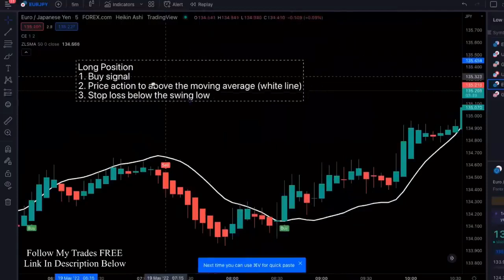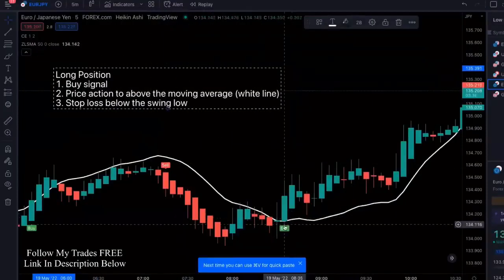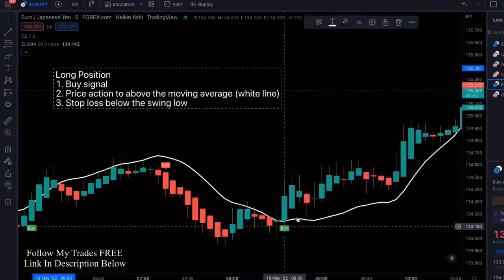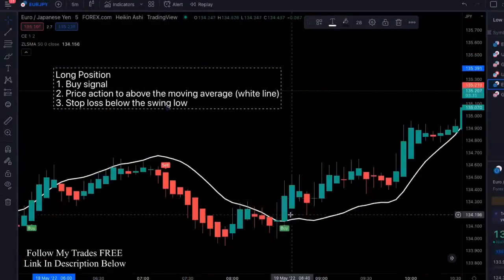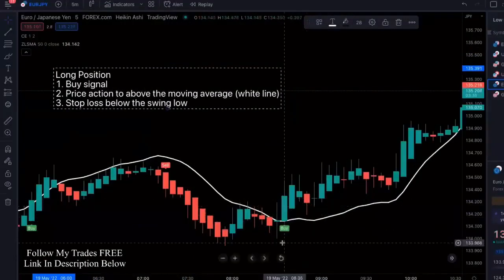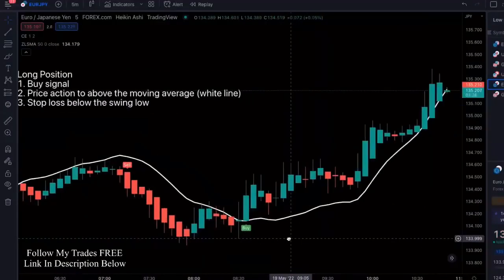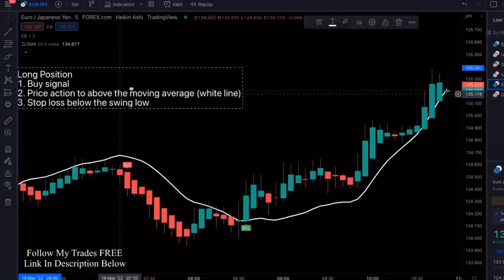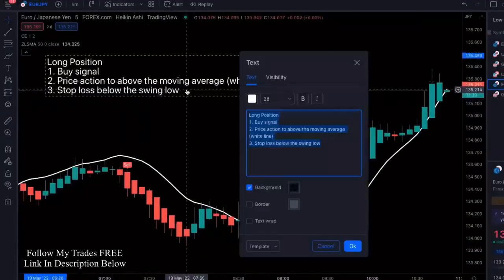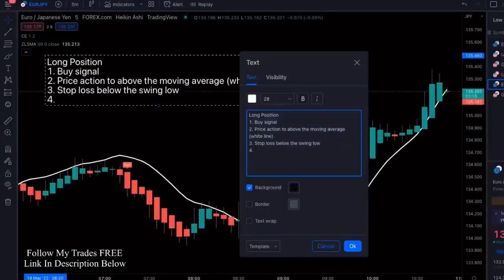For a long position, like right here, first you get the signal, you make sure that the price action is above this white line, and then you'd set your stop loss below the swing low. Now you're going to be like, okay, where do you take profits? How do you exit, right? So you exit when the price action crosses the white line.